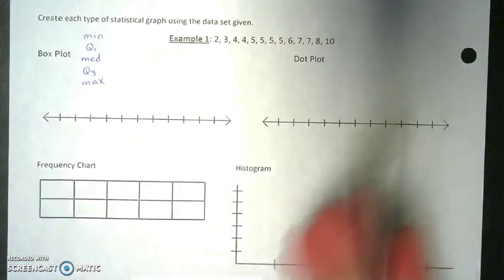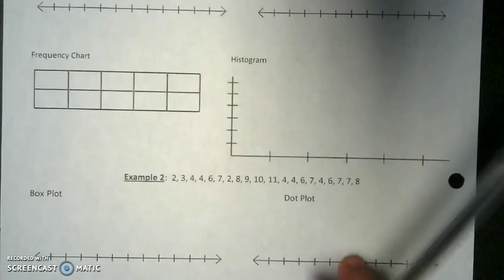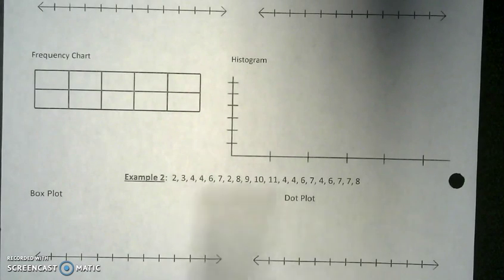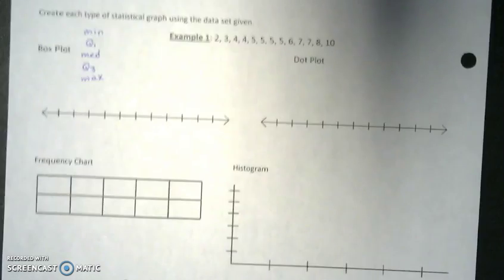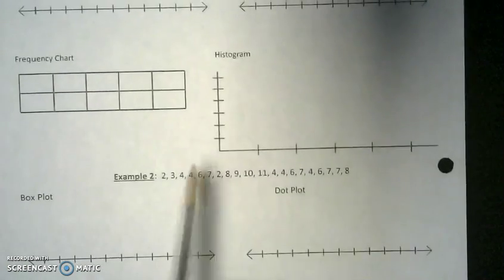The first example is in order for you. If you want to jump down to the next example, this one's not in order. So go ahead and do the box plot for example 1 and for example number 2.